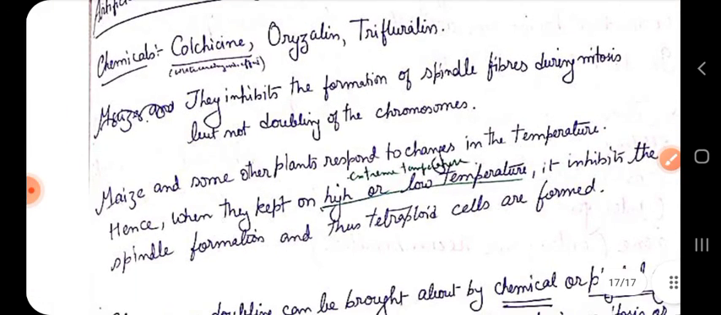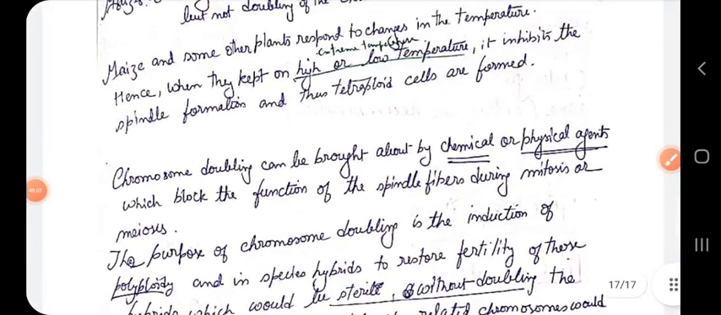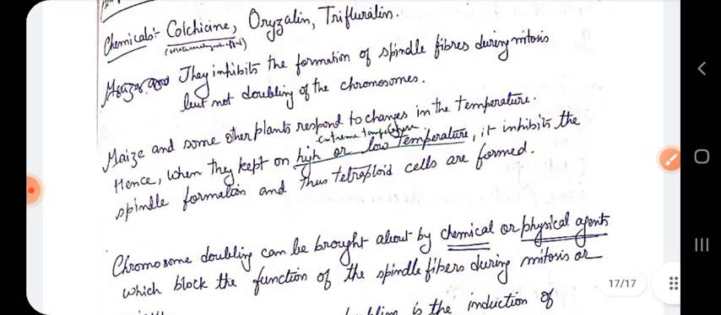It has also been said that we can change the chromosome number by extreme temperature, as maize and other plants respond to changes in temperature. When kept at high or low temperature, spindle formation is inhibited, and thus tetraploid cells can be formed. So this is about polyploidy.